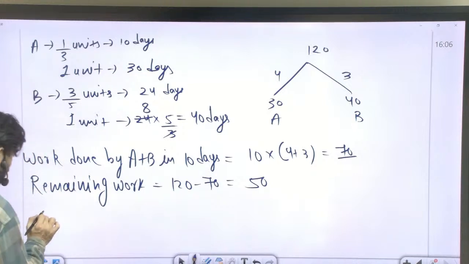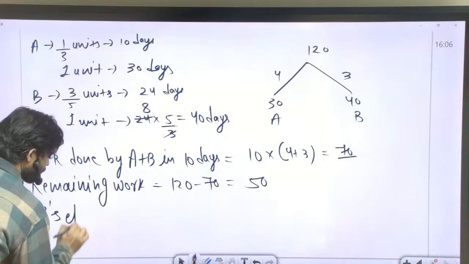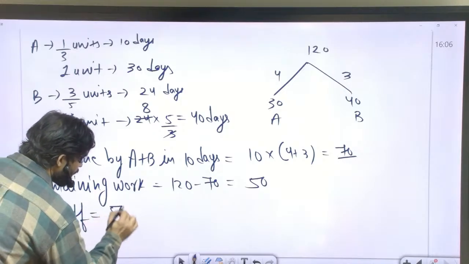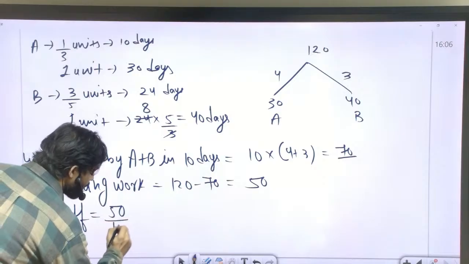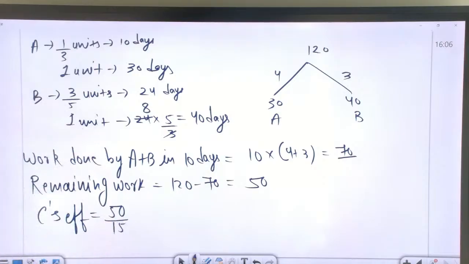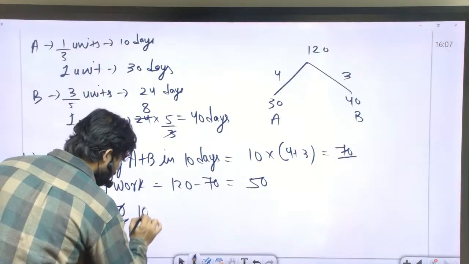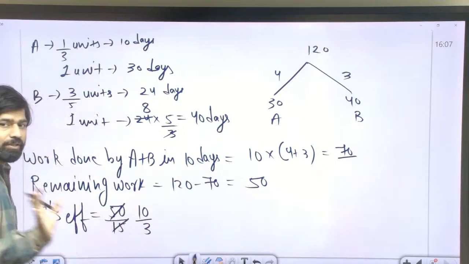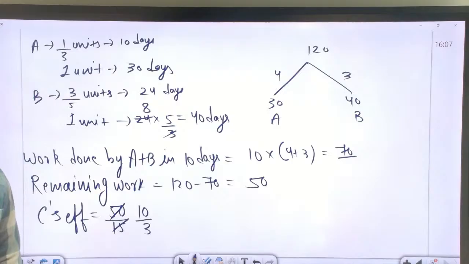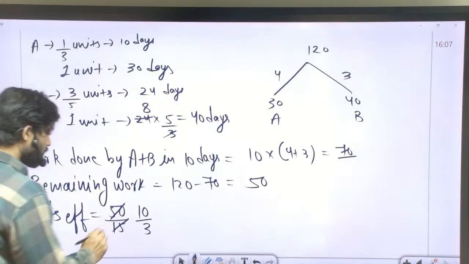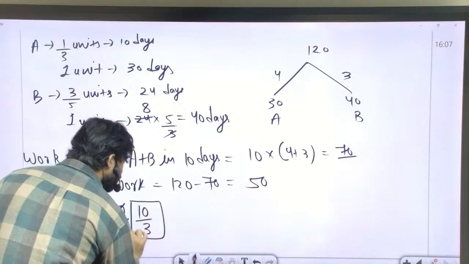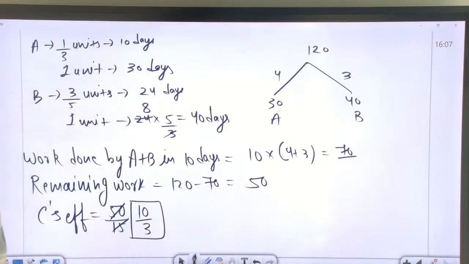Then C's efficiency. C does 50 units of work in how many days? 15. So the efficiency is 10/3. You don't have to convert it into decimals. There is no need. Let it be in fractions only. So the efficiency of C is 10/3. Any problem? Okay. In how many days can C alone do 2/3 of the same work?